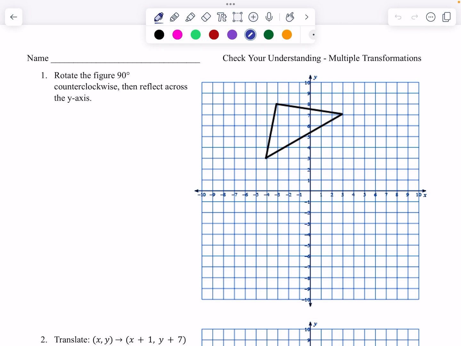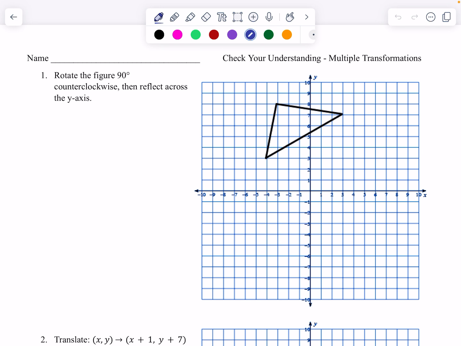So let's say we have this triangle here, right? And it wants two different transformations done. It wants to rotate that figure 90 degrees clockwise and then reflect it against the y-axis. So both of those things need to happen, and we're going to do that in an order. We're going to start with the rotation and then move to the reflection.